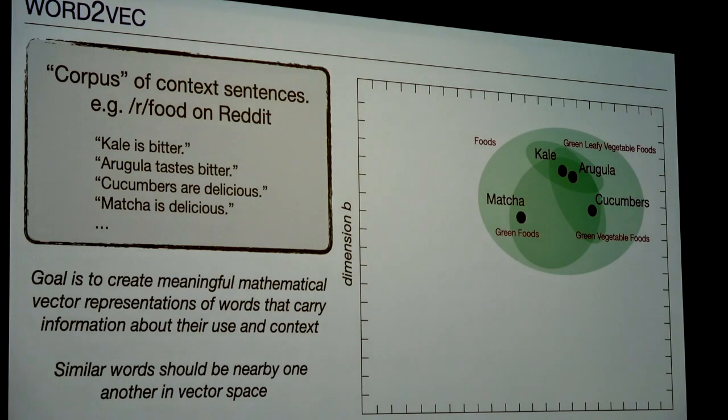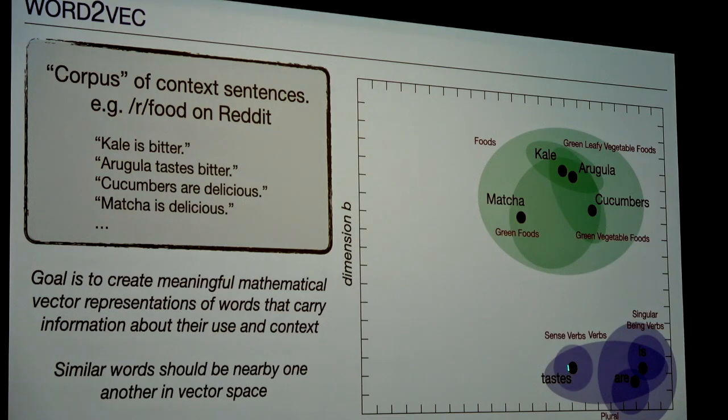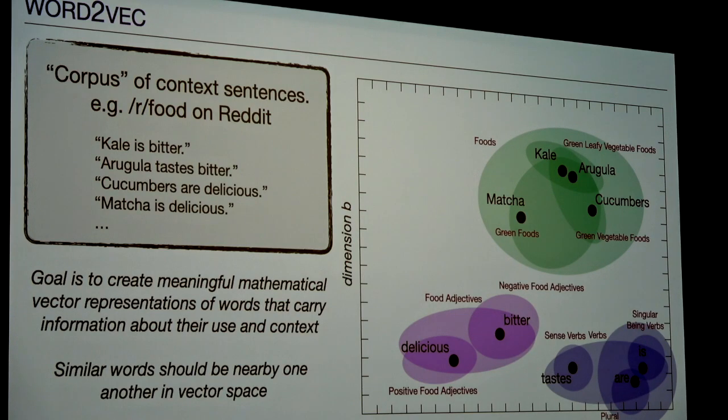And these are, of course, all foods together over here. Somewhat further away, we could put is, are, and tastes. This is our verbs area of vector space, where is and are close to each other because they're both being verbs. And this is a singular being verb, and this is a plural being verb. And this one over here is a verb having to do with your senses. You're tasting something. And then we have a couple remaining things here. We have bitter and delicious. These are both food adjectives in this context. One of which is definitely a positive food adjective, and one for most people would be a negative food adjective.